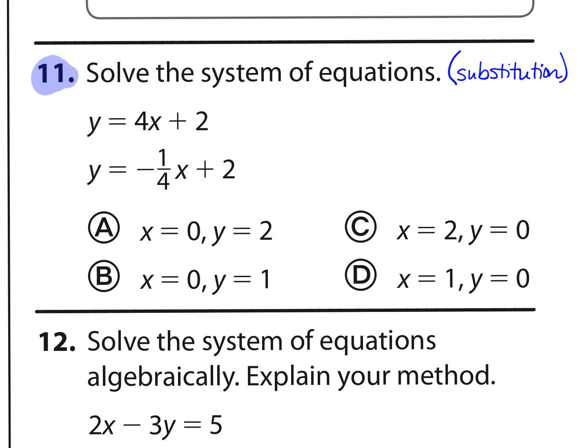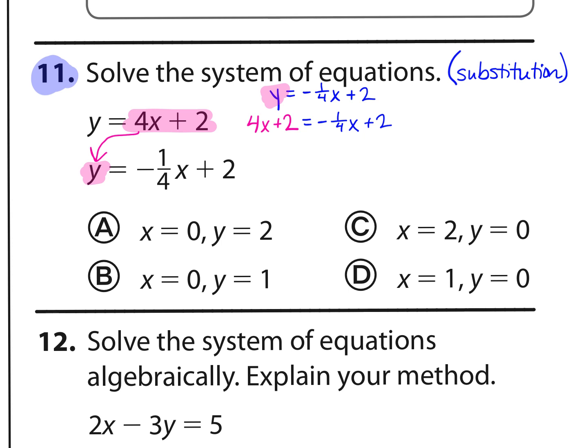So if I were to take that second equation and just write it down, y equals negative 1/4 x plus 2, I could substitute from the first equation the value of y, which is 4x plus 2, in place of y in the second equation. So I'm going to do that here. I'm going to replace y with its value, 4x plus 2. And so what I end up with is an equation that has just one variable, x. And all we did was use substitution.